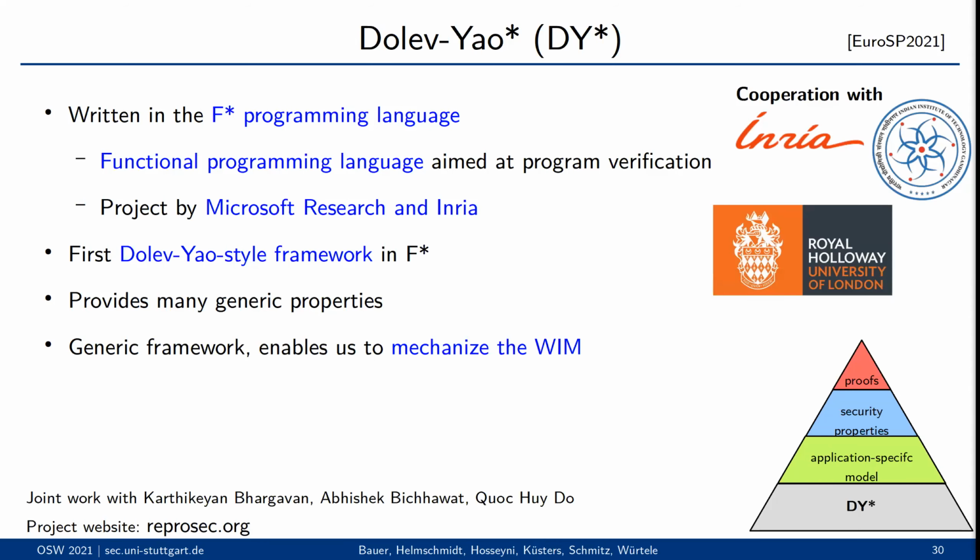And DY* is written in the F* programming language. And if you haven't heard of that yet, that's a functional programming language aimed at program verification, and it's developed mainly by Microsoft Research and INRIA. And DY* is the first Dolev-Yao style framework that was ever written in F*, and it leverages many benefits provided by the F* language. And we will see some features of DY* on the next slide.